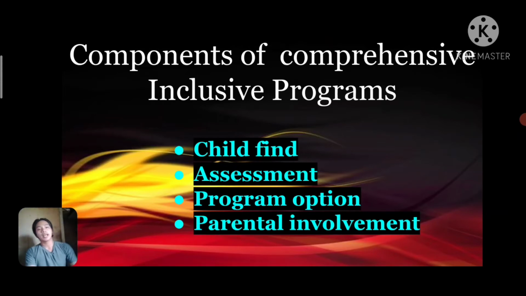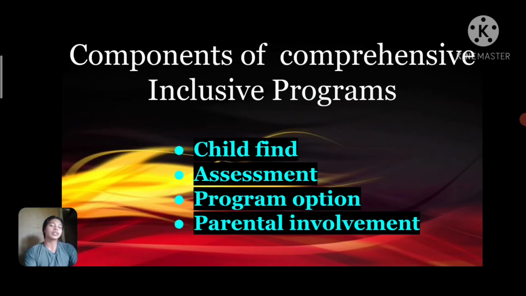Next is assessment. After the advocates locate the learners, they are brought to assessment where they are given the proper education best suited for them. For example, if a learner has a learning disability, the existing SPED facility assesses and addresses the needs of the learner so he or she will obtain a quality education.